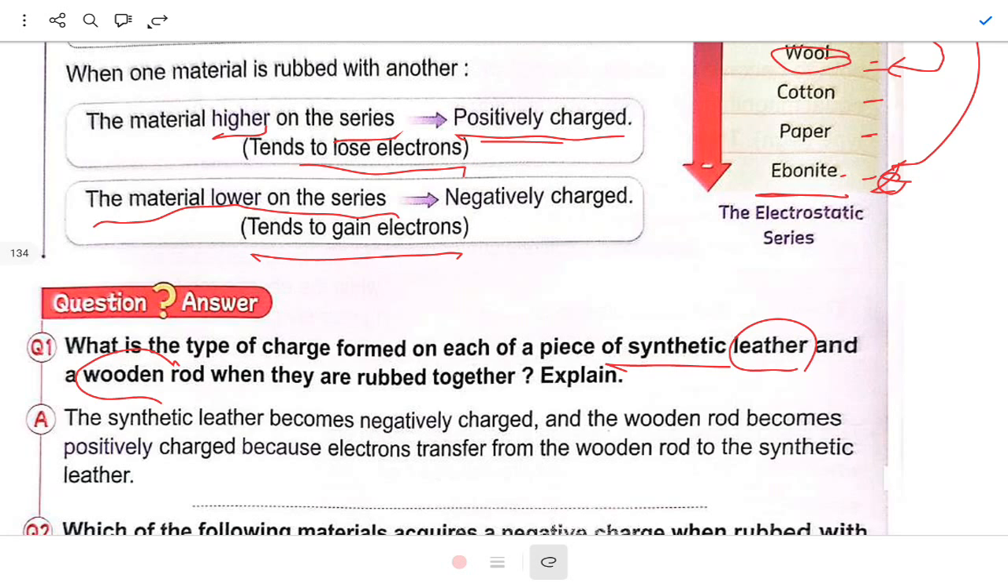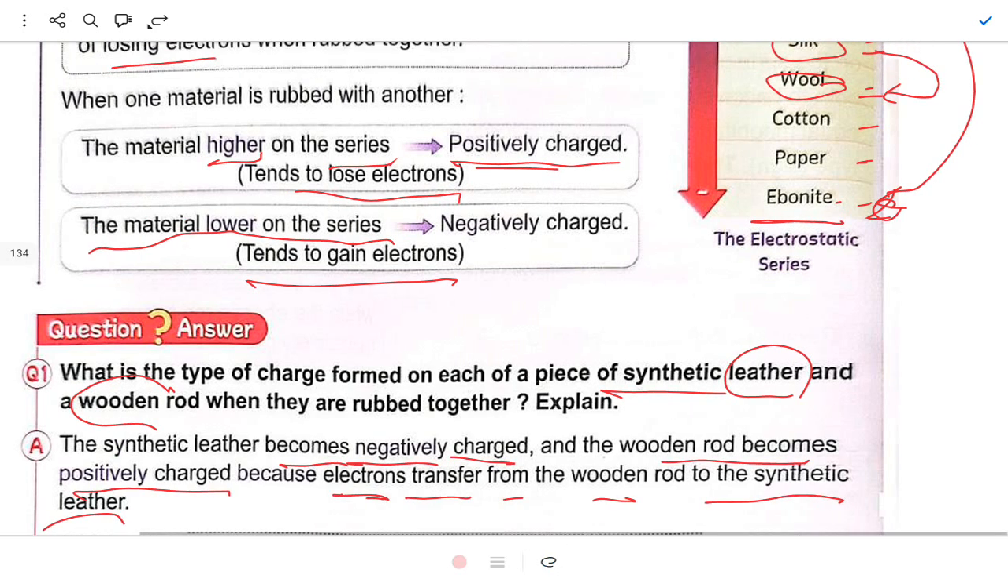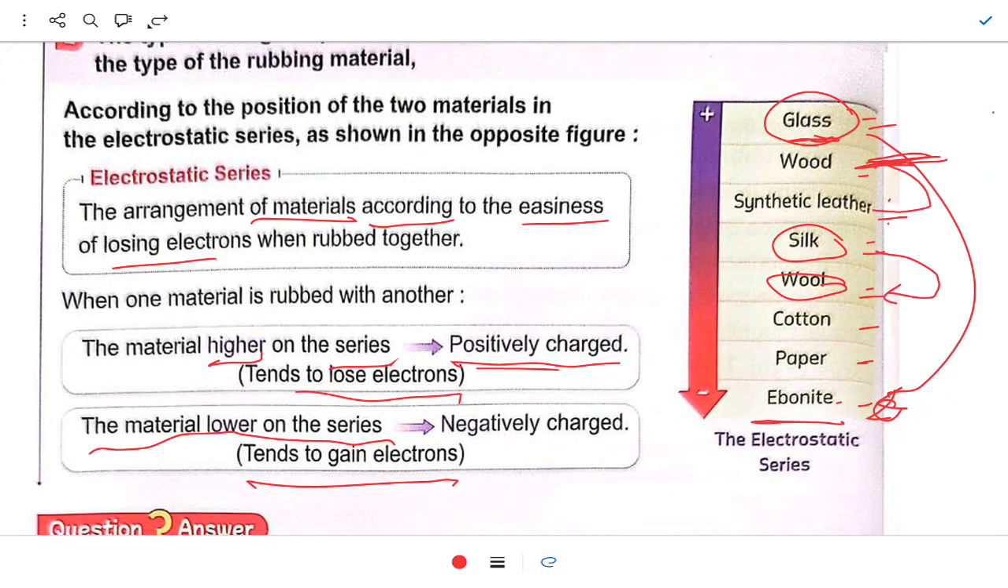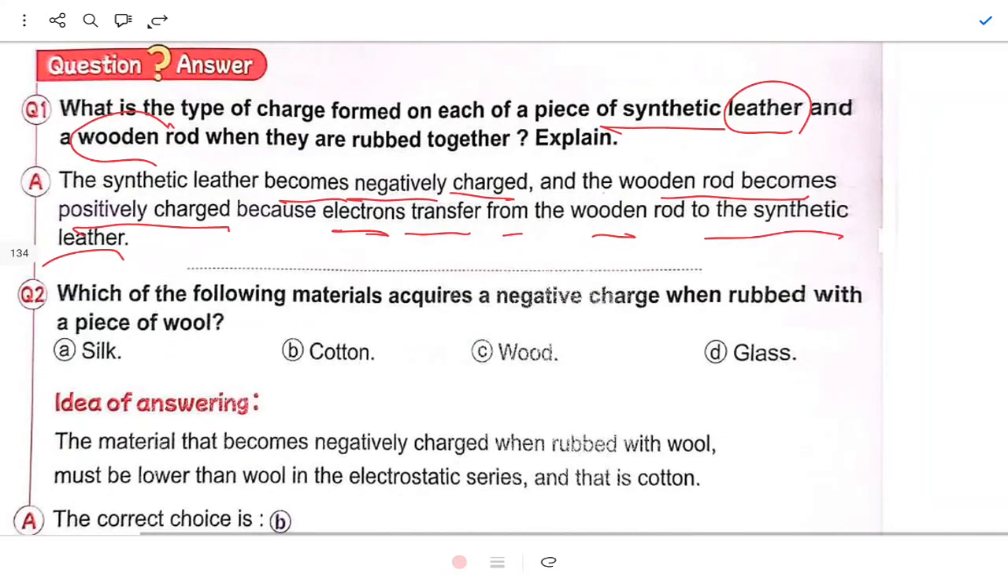The synthetic leather becomes negatively charged and the wooden rod becomes positively charged, because the electrons transfer from the wooden rod to the synthetic leather. Always the higher element loses electrons and is positively charged, and the lower element is negatively charged and gains electrons. So this is the answer.